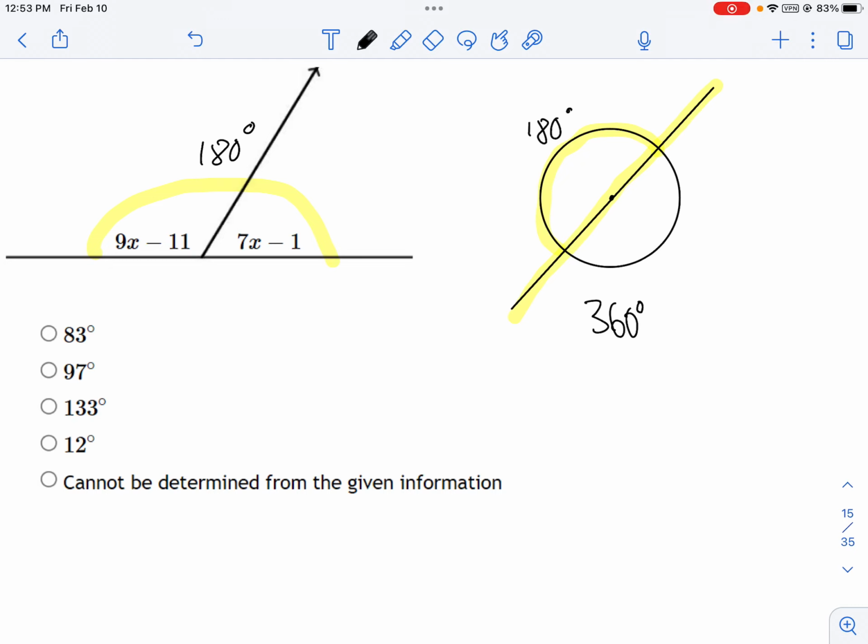We can write the relationship where we know that 9x minus 11, our first angle, plus our second angle, 7x minus 1, they have to equal 180 degrees because they are both on the same side of a line. They're all of the angles on the same side of the line. They have to add up to 180, period.